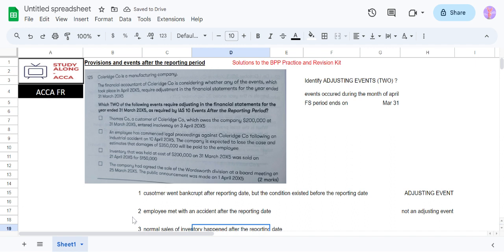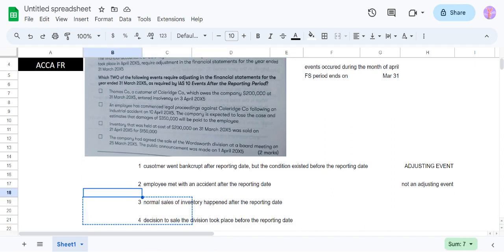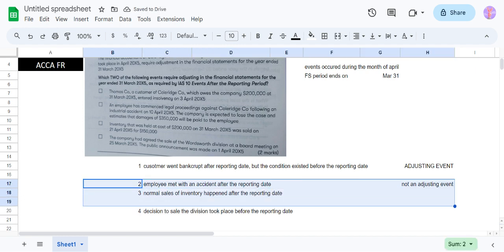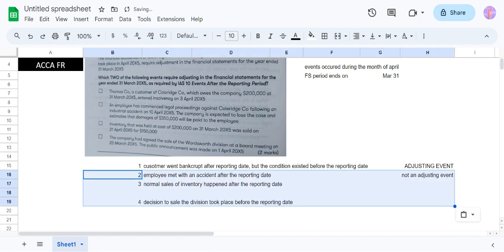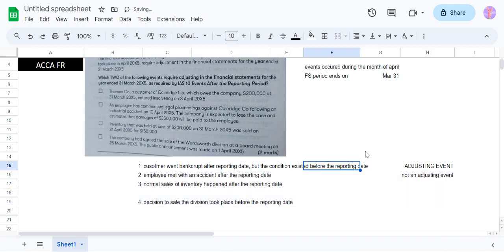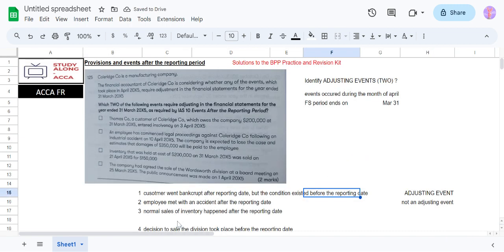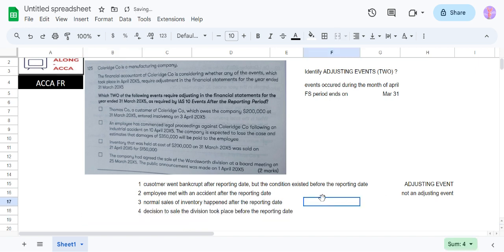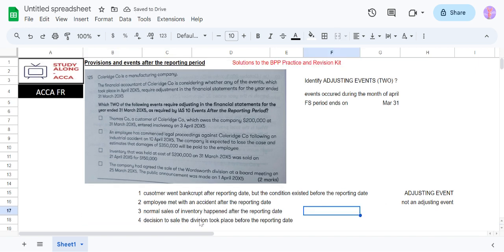So what has happened here is there is a sale of inventory. Inventory is stated at cost or net realizable value, whichever is less, the lesser of the net realizable value and the cost. Because we know now, before issuing the statements, that it has been sold at a lesser price, 150,000, the inventory needs to be restated actually.